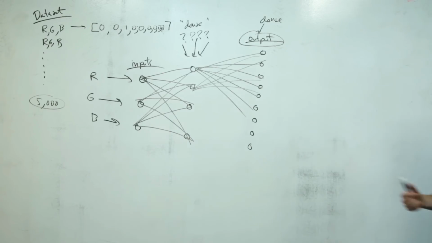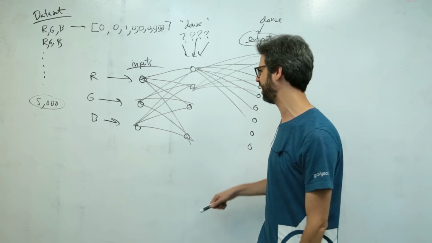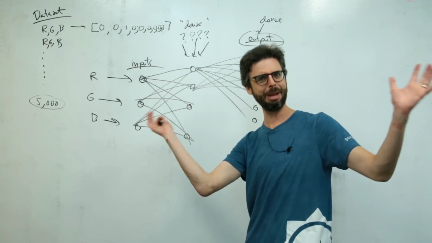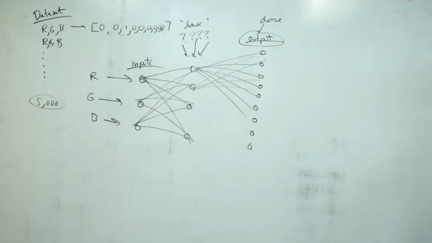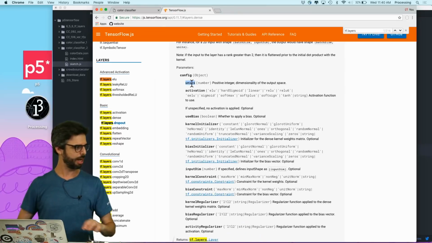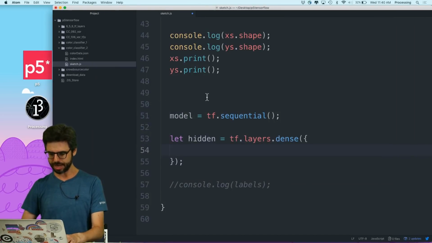The number of units is like the number of nodes. And I made up 4 right here. Maybe let's try 16. Maybe we want to have some more than 4. Whatever, we can make up anything we want. So I'm going to now say units 16.